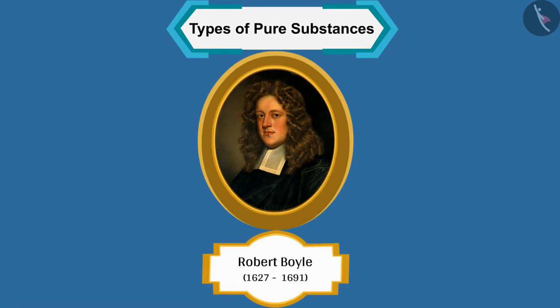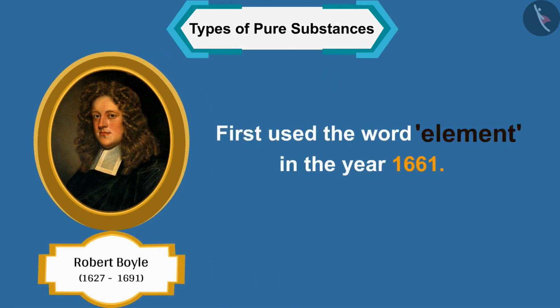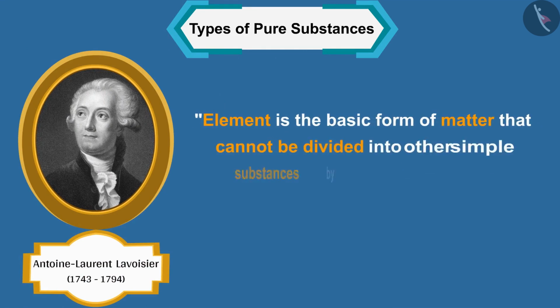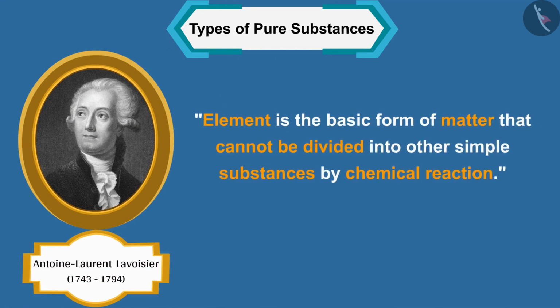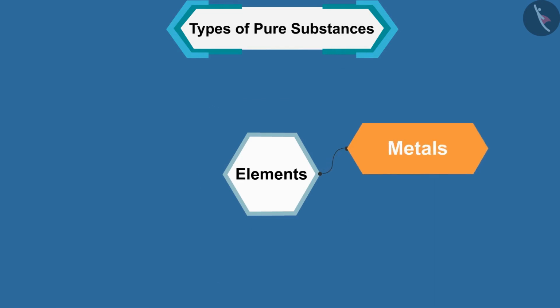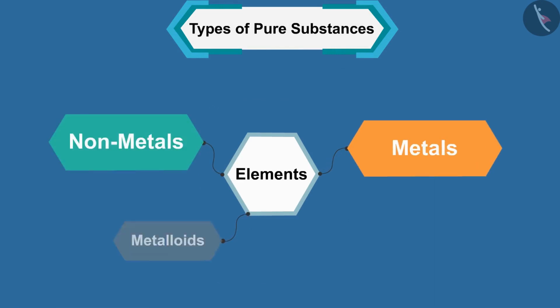Do you know Robert Boyle was the first scientist in the world who used the word element, in the year 1661? Antoine Laurent Lavoisier, 1743 to 94, a French chemist, was the first to establish an experimentally useful definition of an element. According to him, an element is the basic form of matter that cannot be divided into other simple substances by chemical reaction. Elements can generally be classified into metals, nonmetals, and metalloids.